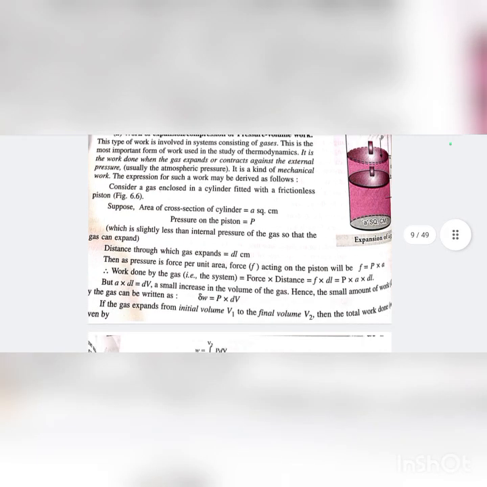Consider a gas enclosed in a cylinder fitted with a frictionless piston. Suppose the area of cross section of the cylinder is A square centimeter, the pressure on the piston is P, and the distance through which the gas expands is dl. Then, as pressure is force per unit area, the force acting on the piston is equal to P into A. Work done by the gas is force into distance, that is F into dl, where F is equal to P into A, so work is P into A into dl.